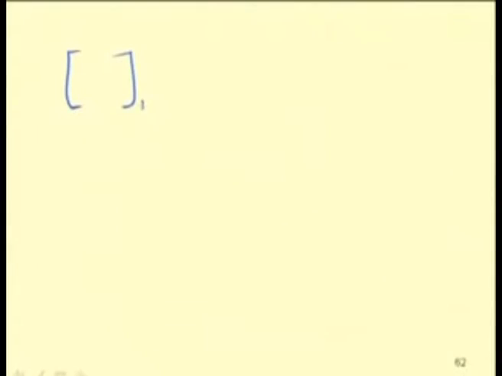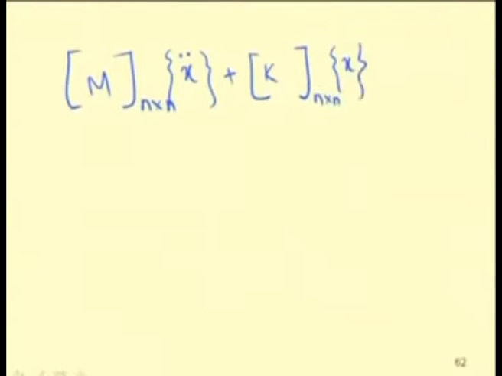So, for a multi degree of freedom system similarly, one can have an n cross n mass matrix. If it is an n degree of freedom system, then it will be an n cross n mass matrix, and it may be written as M X double dot plus similarly K X. K also will be n cross n. This is equal to, if this is a force system, then it will be replaced by F.